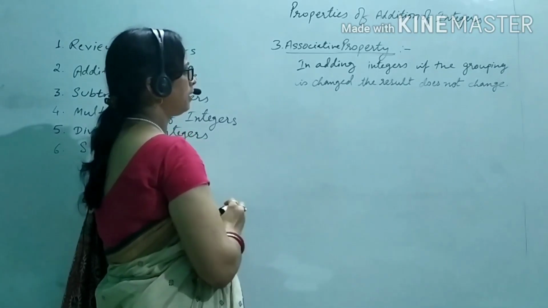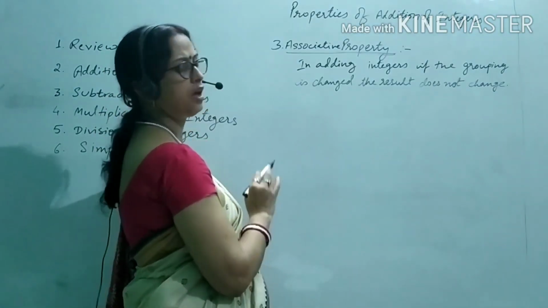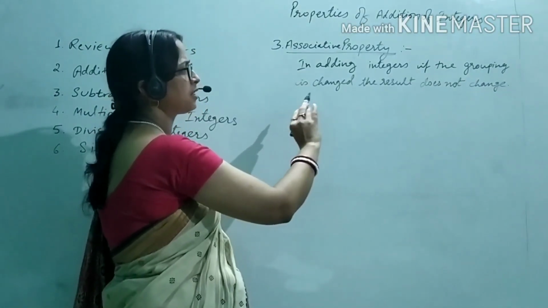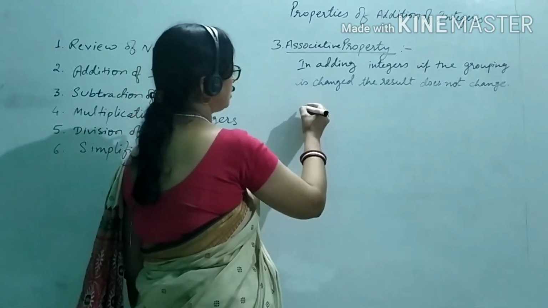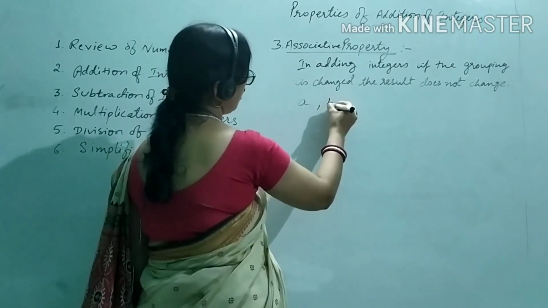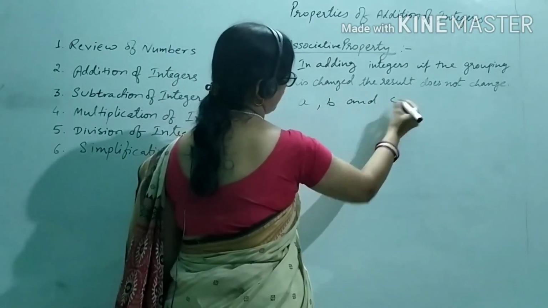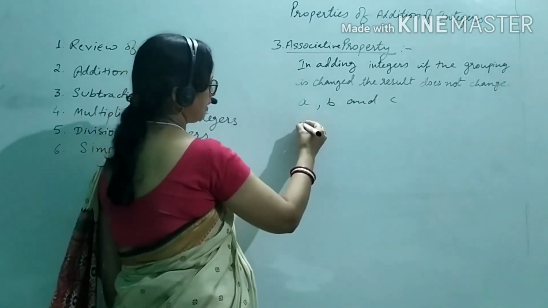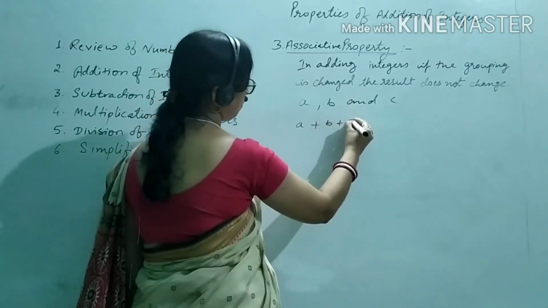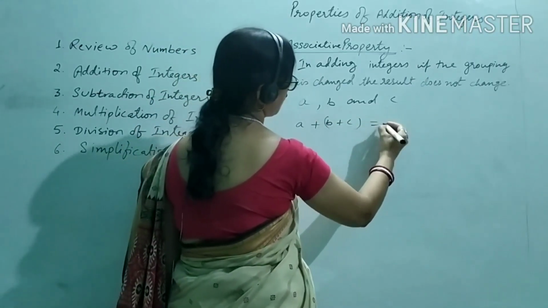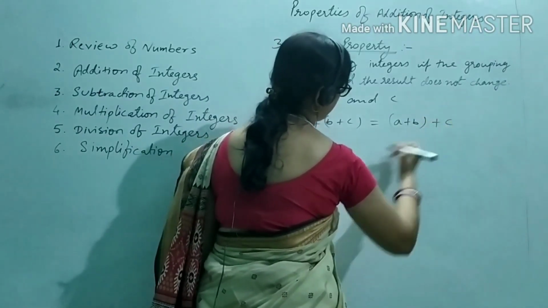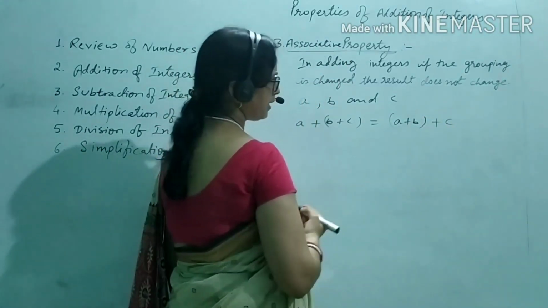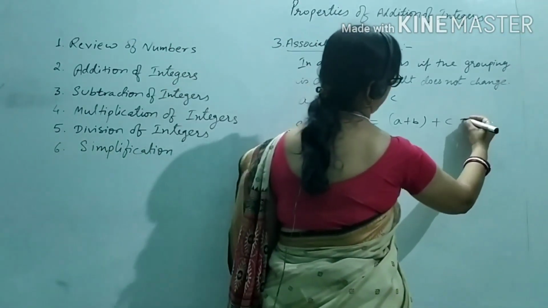According to this property, in adding integers, if the grouping is changed, the result does not change. For example, children, suppose we have 3 integers that are a, b and c. If we add a plus b plus c, or a plus b within bracket plus c, the result is going to be the same.